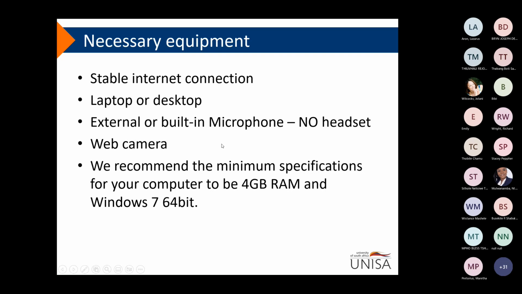You need a laptop or desktop. You can't use a phone. As you may have used previously, you cannot use a phone this time around. The laptop or desktop needs to have either an external or built-in microphone. It needs to have a web camera, and we recommend that the minimum specification is 4 GB RAM. This is quite important, I believe. IRIS might slow your computer down if it's not 4 GB RAM, and Windows 7 64-bit. This is not entirely that important. 32-bit will also work, but this is what we recommend. Obviously, if you have Windows 10, that will be even better.